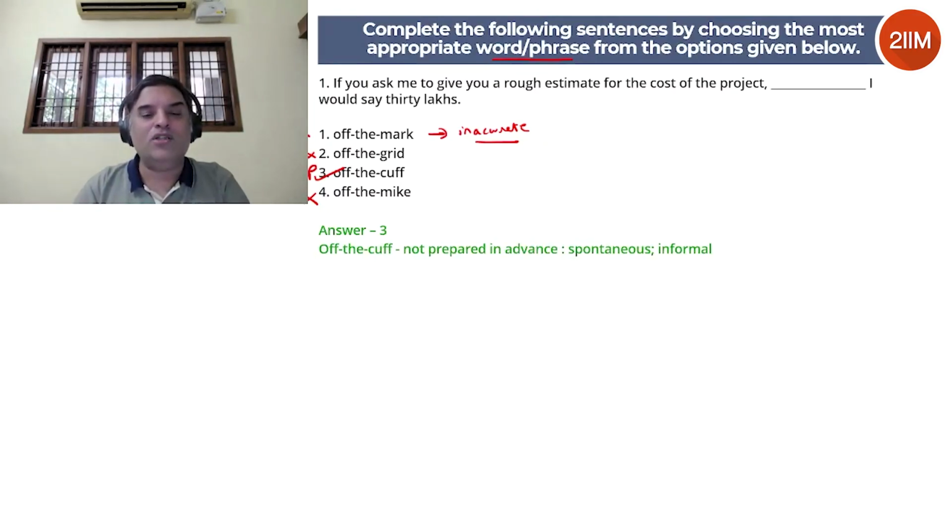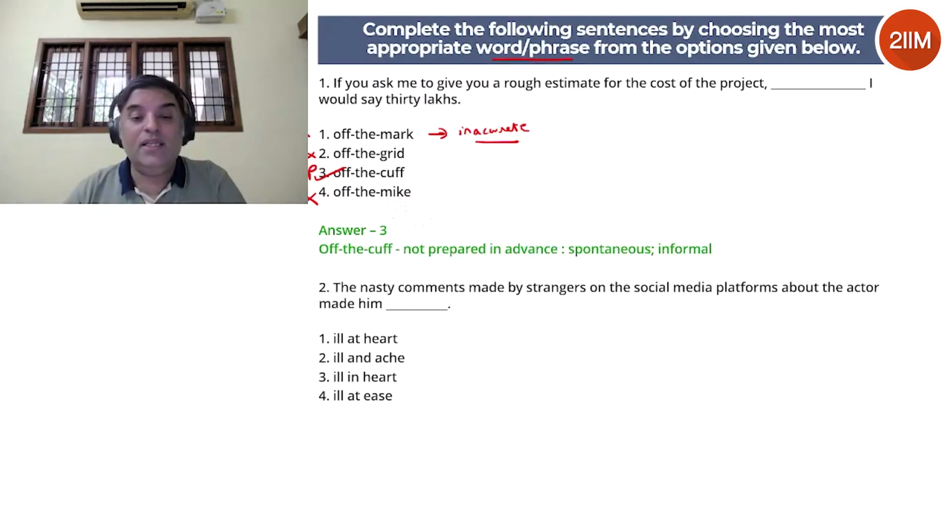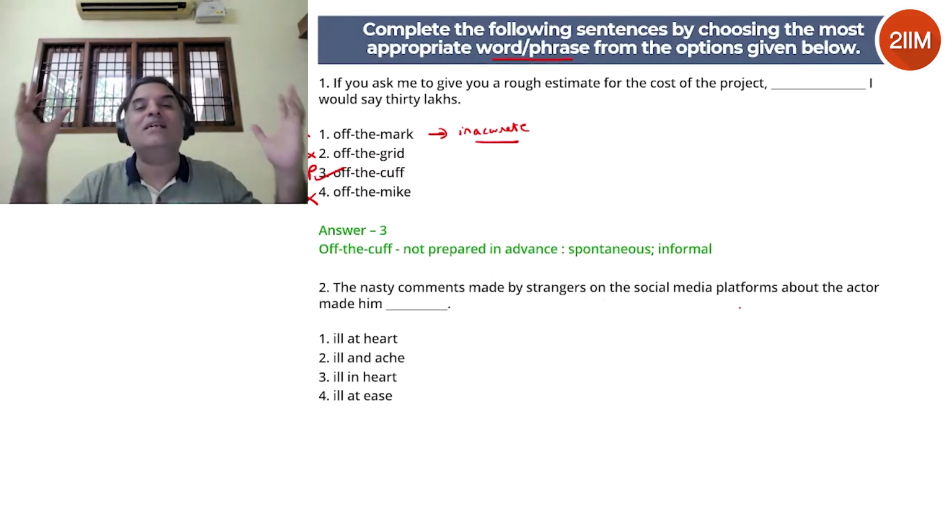Okay. Awesome. Let's go to number 2. The nasty comments made by strangers on the social media platforms about the actor made him dash. Now, if nasty comments are being made about a person, obviously it's going to make that person uncomfortable. So I was talking about guesses, right? This is the kind of guess that you can make. Obviously, the actor will be uncomfortable after reading the nasty comments made by strangers on social media. So our guess is uncomfortable.